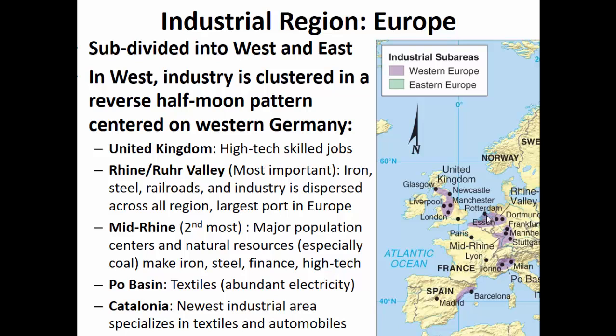It's dispersed across the entire region, and then in addition to all of the iron and steel and the railroad production that you see there, it's the largest port in Europe. Rotterdam, which is the sister city of Amsterdam. There it is on the map, Rotterdam. And so, hey, it's a massive production and shipping facility region, more coming in and leaving than any other place in Europe. It is just a powerhouse.